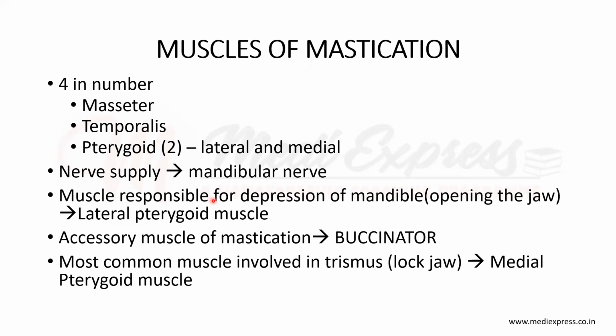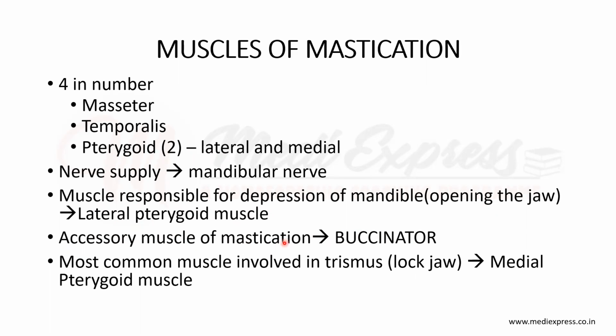And the muscle responsible for depression of the mandible, which means opening the jaw, is the lateral pterygoid. The lateral pterygoid muscle is responsible for the depression of the mandible. Now, the accessory muscle of mastication, this was asked many times. Which muscle is known as the accessory muscle of mastication? Remember, that is buccinator. Buccinator is the accessory muscle of mastication.